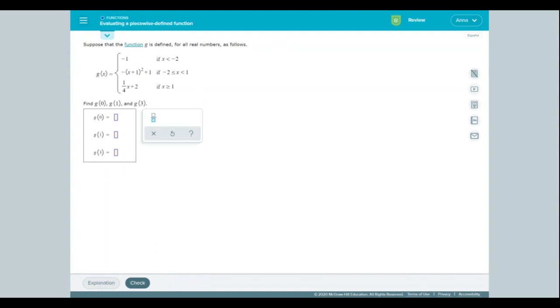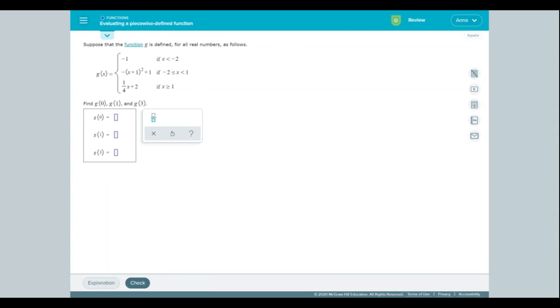On this one, we have that the function g is defined for all real numbers as follows. g of x equals -1 if x is less than -2. g of x is equal to negative, parentheses, x plus 1, close parentheses, squared, plus 1 if -2 is less than or equal to x, which is less than 1. So be careful when you see this, based on the signs.